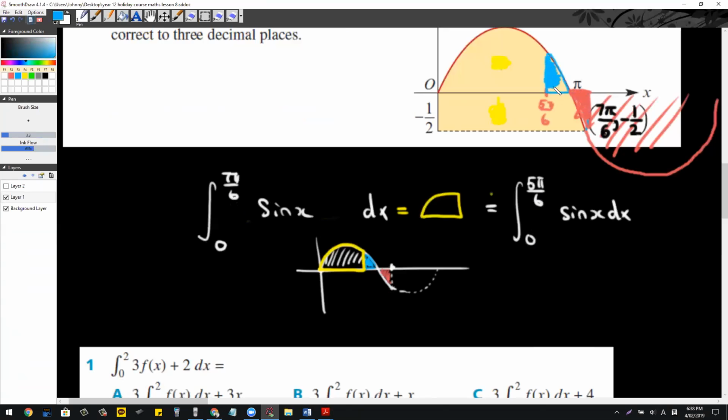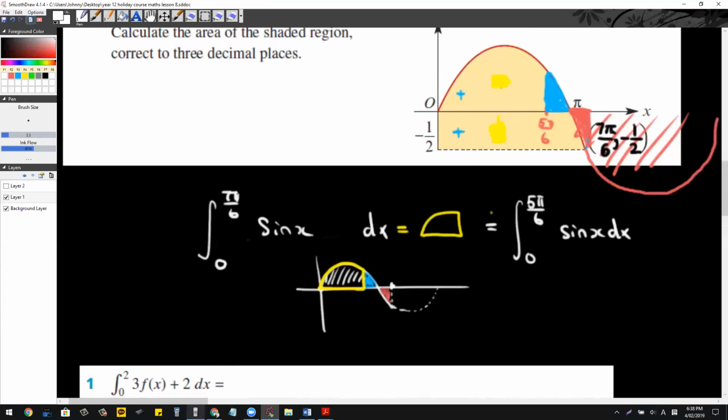But the question is, how do I get this yellow area? But everything must be positive. So of course, this is positive area, and this looks like it's below the x-axis, so it's negative area. But we have to take this as a positive value. Okay, we don't want anything to cancel out. That's what we're trying to do. But I'm going to illustrate the point.